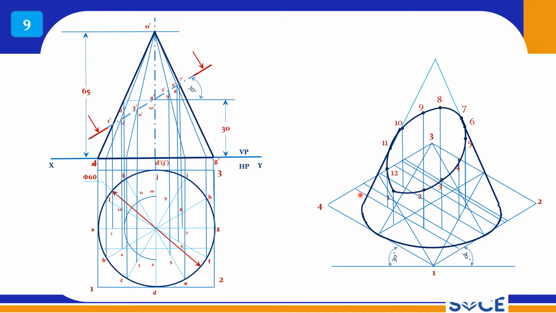Getting these points you should do from the base. Horizontal distance you measure in the top view, vertical distance measure in the front view. That is how you should proceed in this problem and complete it. Draw the arc, a very fine arc, and you will get the perfect truncated cone. So this is problem number 9.